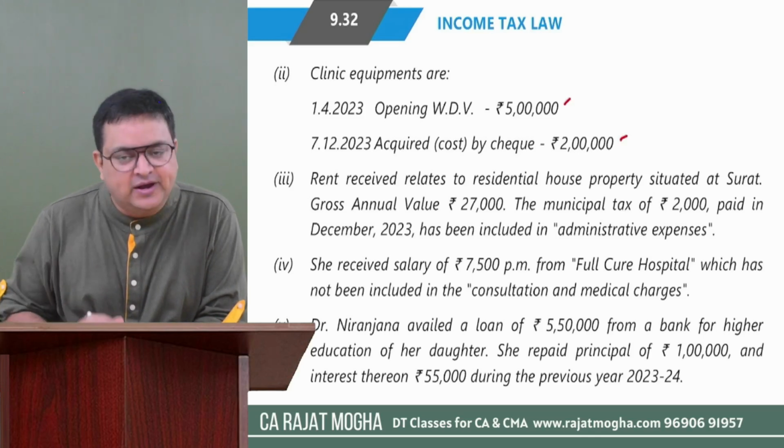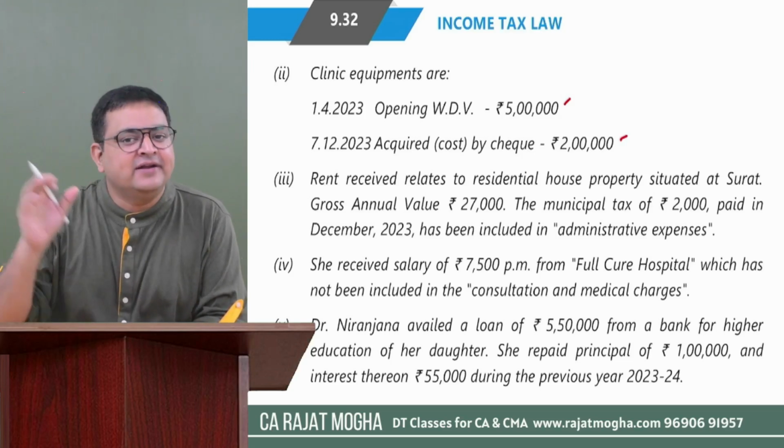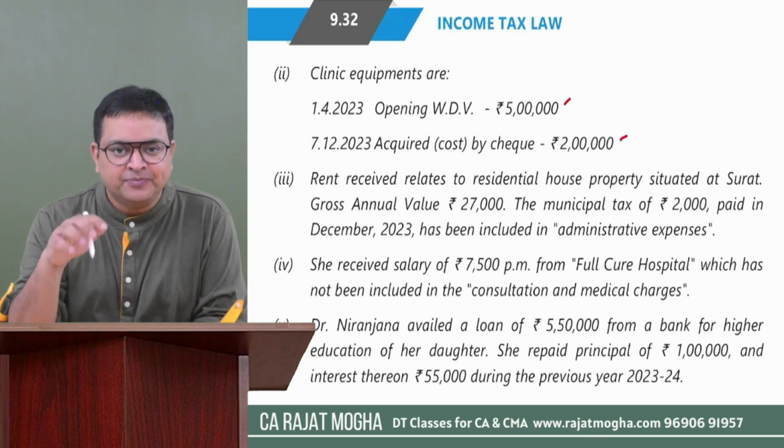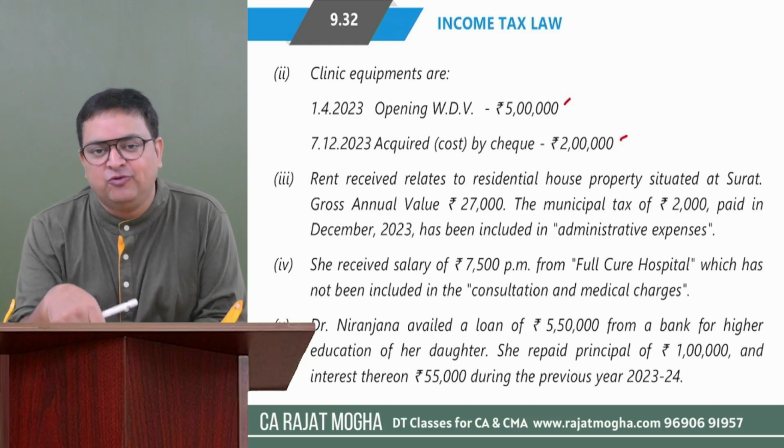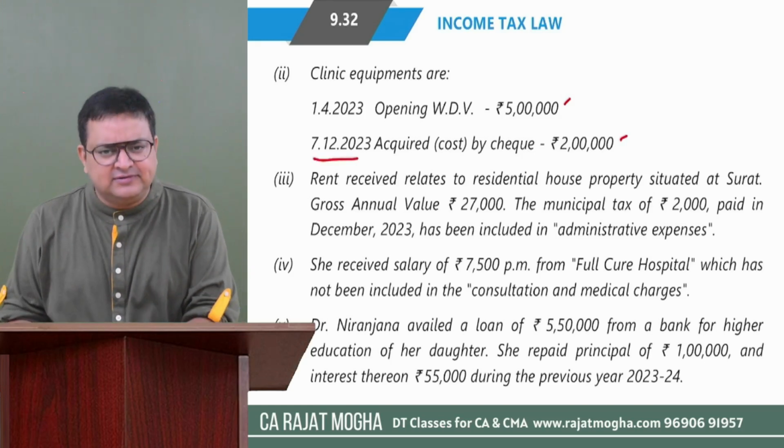So this is the opening value, 5 lakh rupees. Additions during the year is 2 lakh rupees. So total it is 7 lakh. So should we apply 15% on the entire 7 lakh? No. We have to see that out of the 7 lakh, 2 lakh was acquired during the year and it's used from December onwards, 7th December.